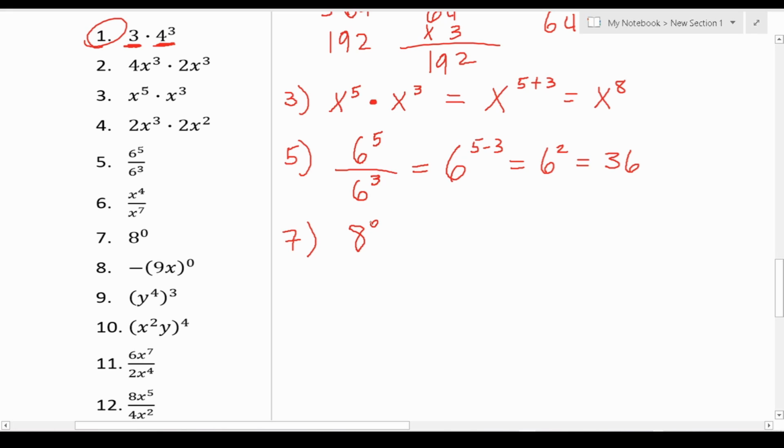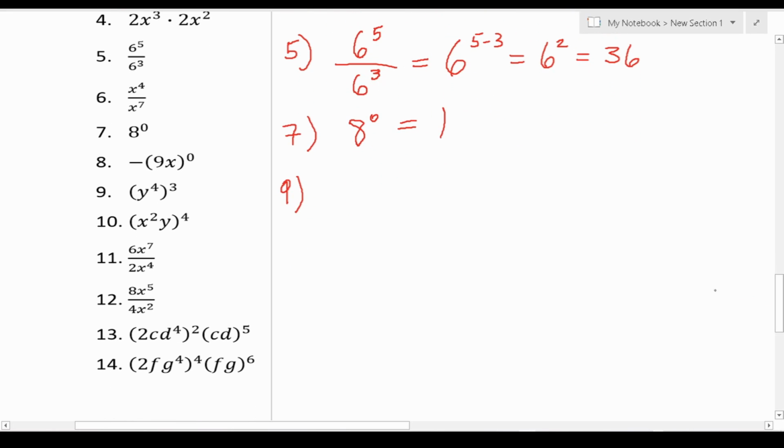All right, let's move on to 7. This is 8 to the 0 power. Again, according to that law of exponents, anything excluding 0 that's raised to the 0 power is just 1. So that's that one. All right, let's move on to 9.